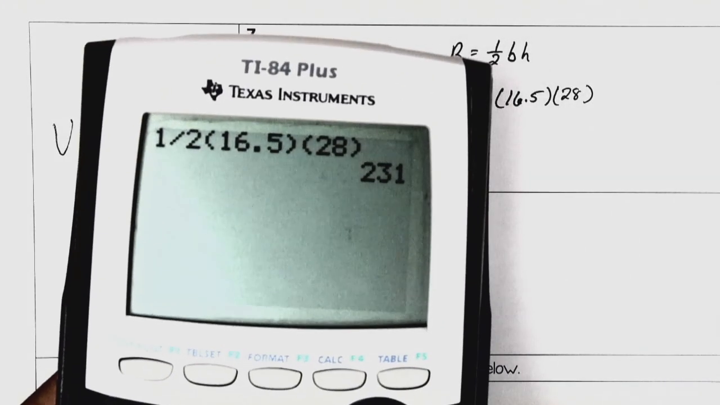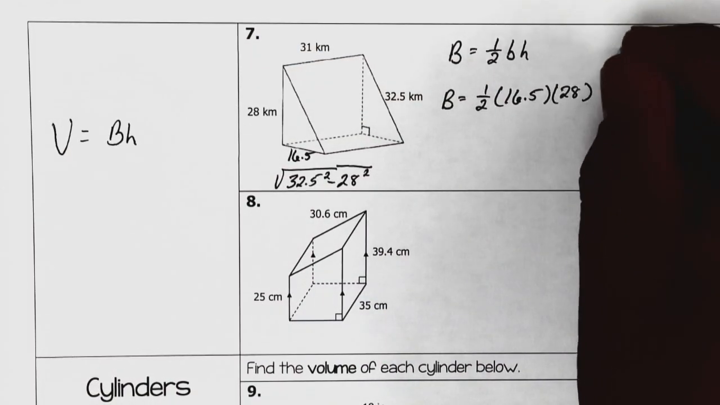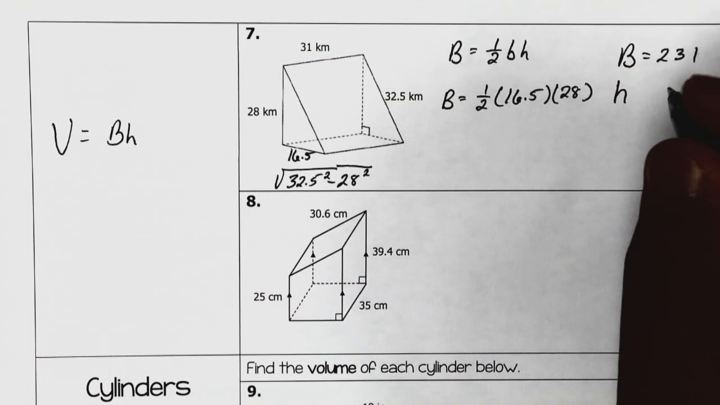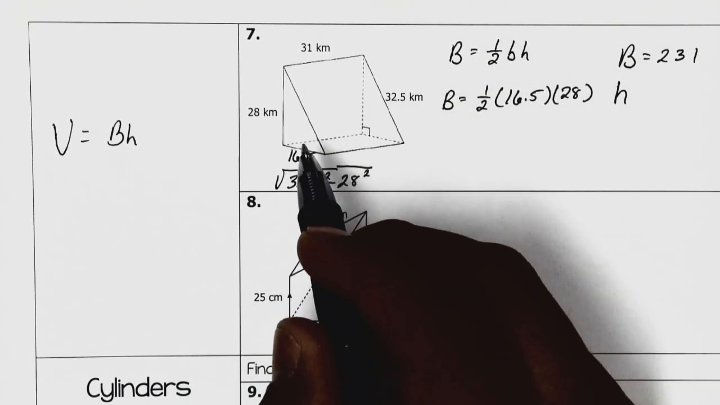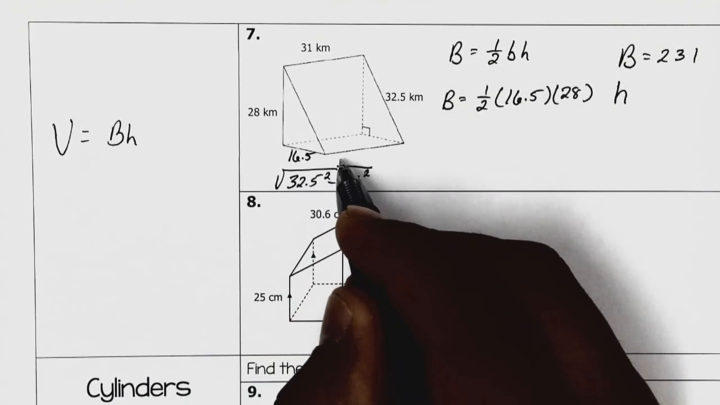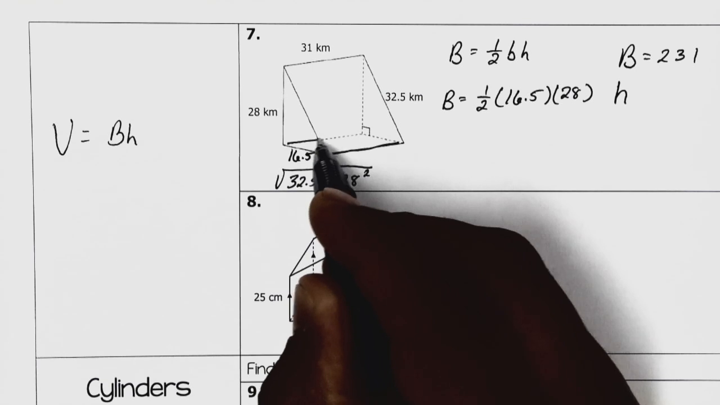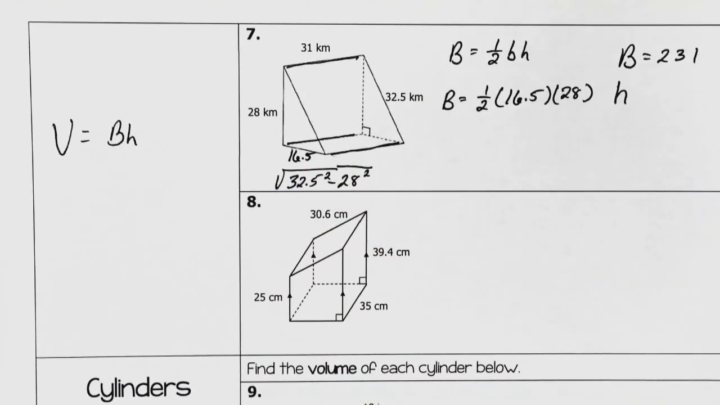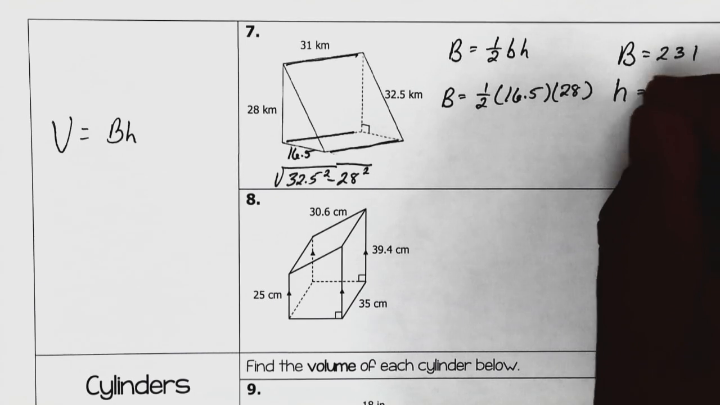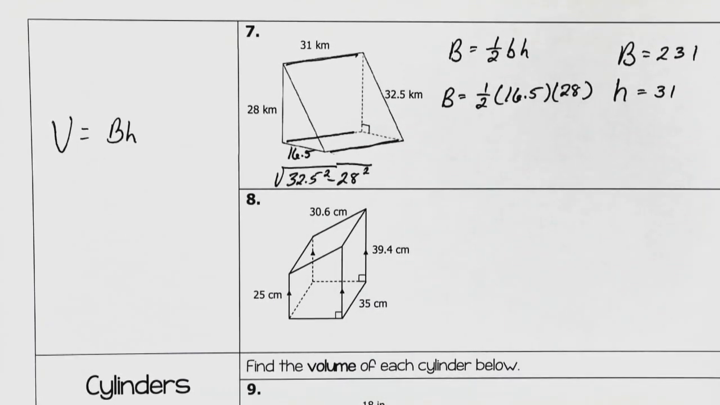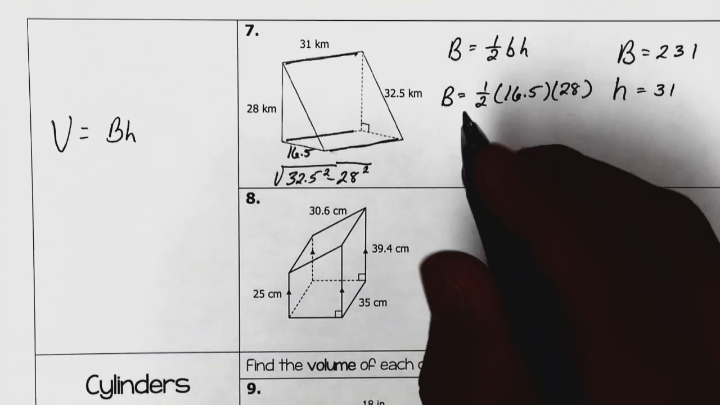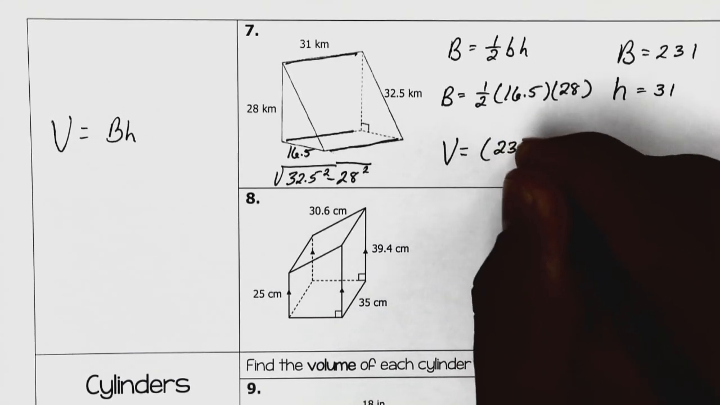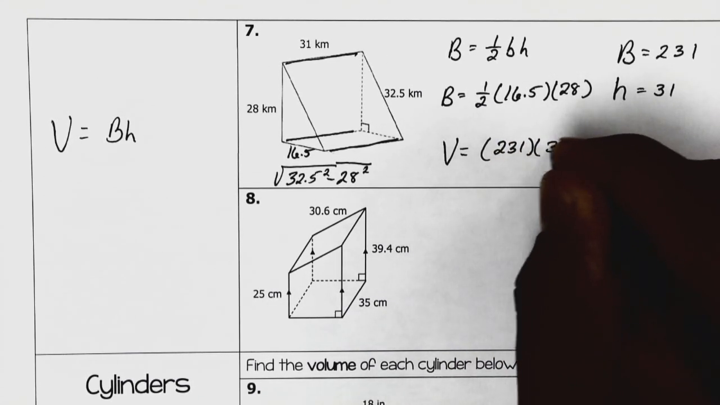And that gives me 231. So big B is 231. All right, so remember now H, the height of the prism, is the distance between the two triangles. So that's this line, and this line right there. Okay, so all three of them are 31. So there's your height. So therefore the formula: volume equals big B, which is that 231, times 31, the height.